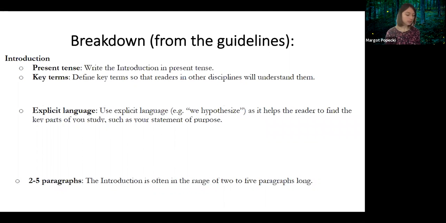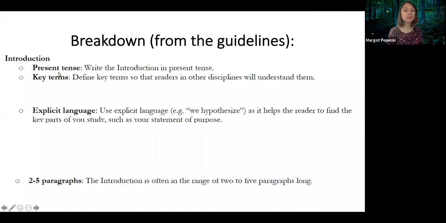So now let's talk about the guidelines. You all have noticed that there's a paper rubric. I would definitely suggest referring to this throughout the writing process to make sure that you're on track. One of the things that we expect from the introduction is that it's written in present tense. Other sections of the paper may not need to be written in present tense.